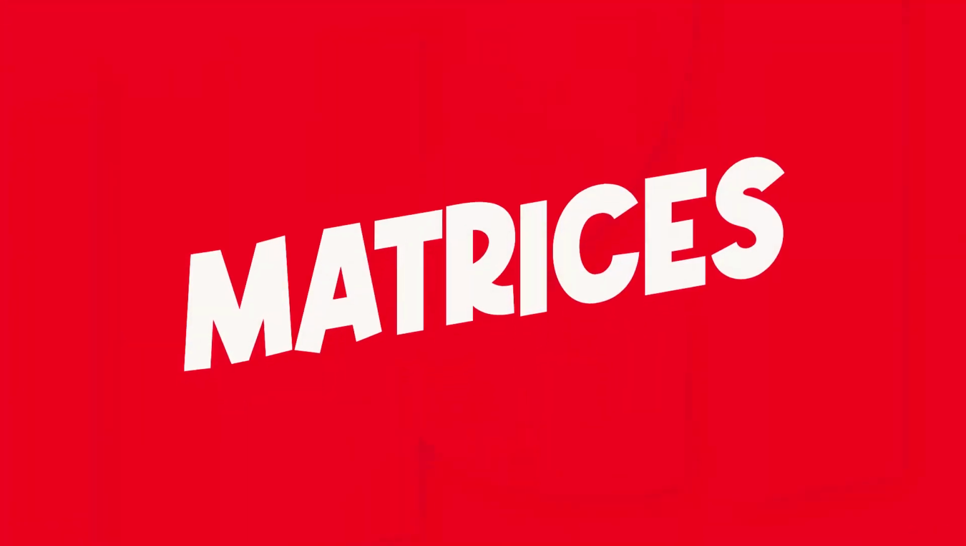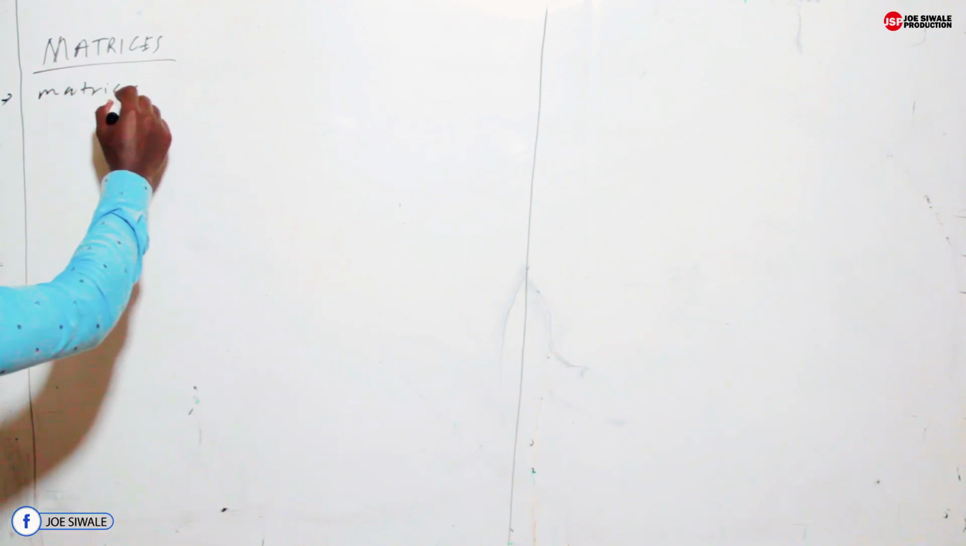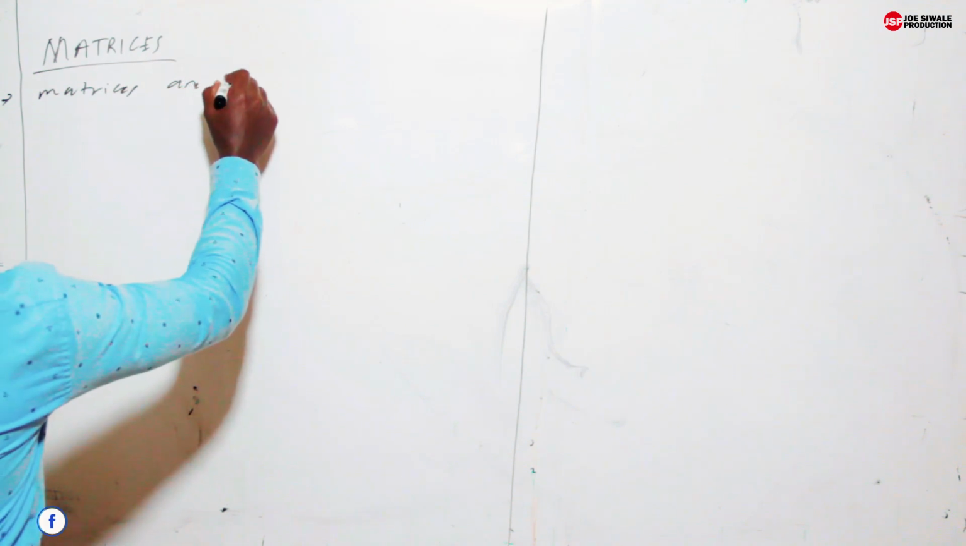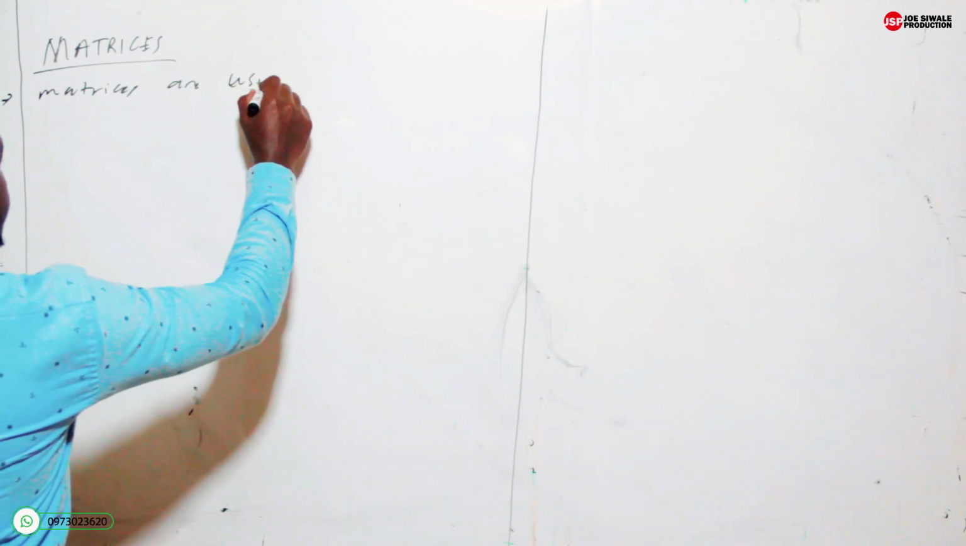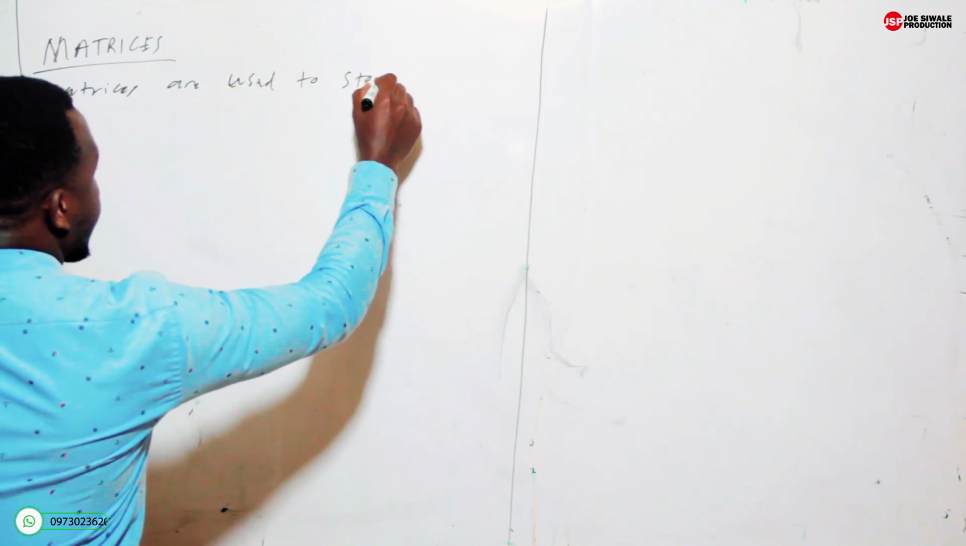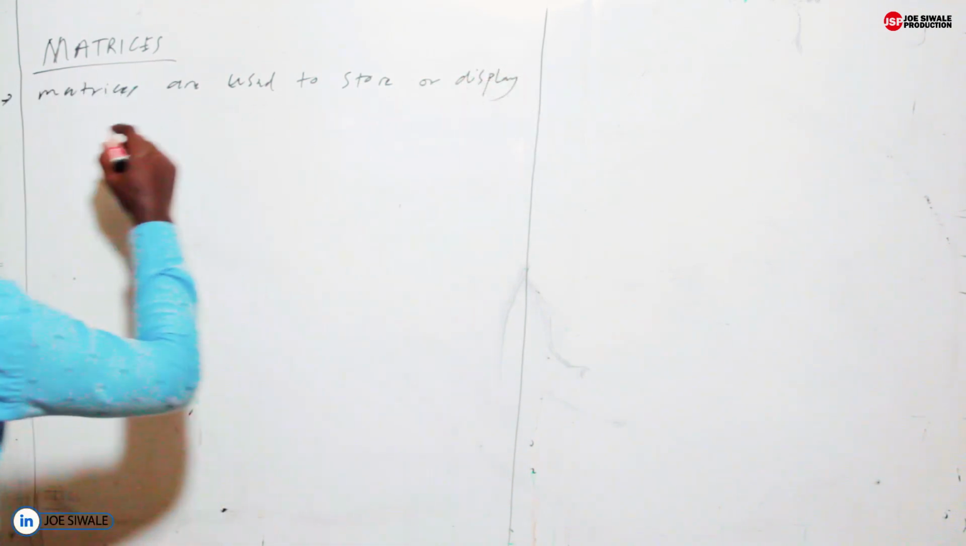Today in mathematics we'll be looking at matrices. So matrices are used to store or display information, and we're going to use our first example to show how we can represent matrices. Matrices are used to store or display information.